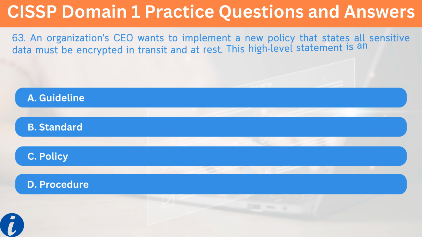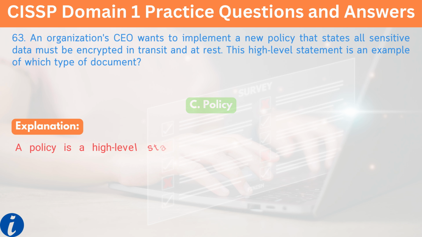63. An organization's CEO wants to implement a new policy that states all sensitive data must be encrypted in transit and at rest. This high-level statement is an example of which type of document? A. Guideline. B. Standard. C. Policy. D. Procedure. The correct answer is C.